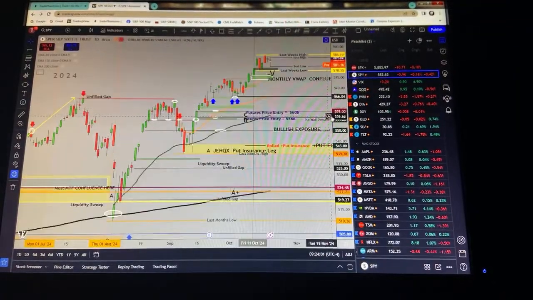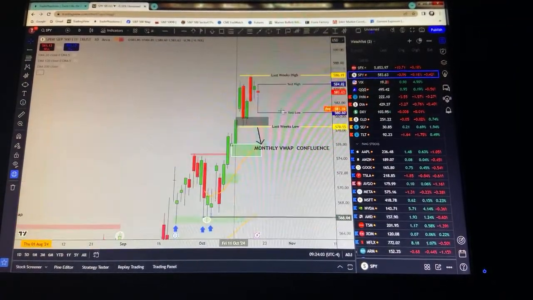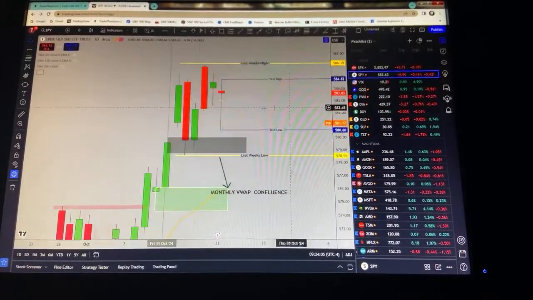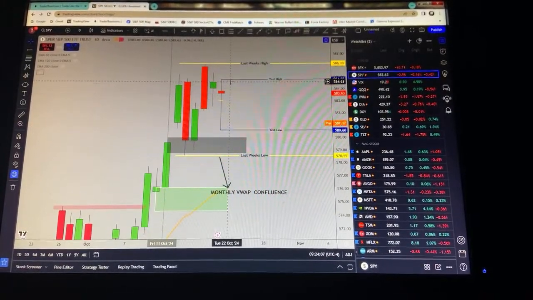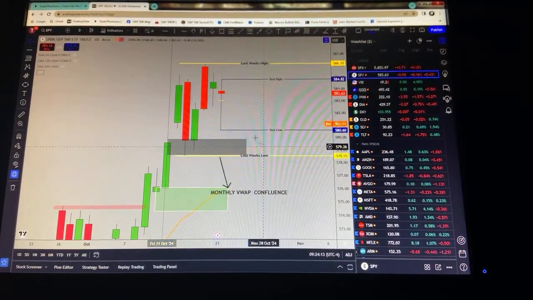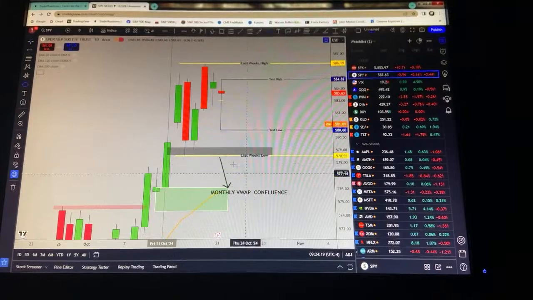SPY. We already have a little bit of a level game plan mapped out here. We do have a gap down. Yesterday's high, yesterday's low in blue. Last week's high, last week's low in yellow. Have that mapped out. We have a gap down. It's still inside the gap. We'll see if this level can break last week's low. There could be a liquidity sweep here this morning as well.